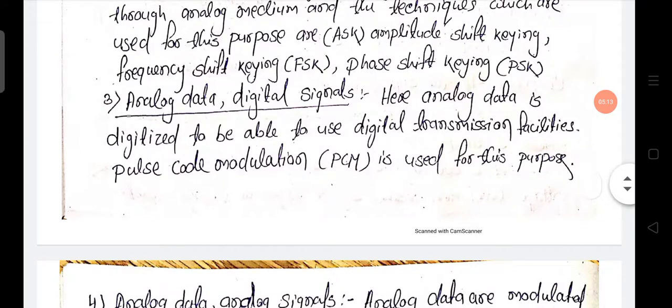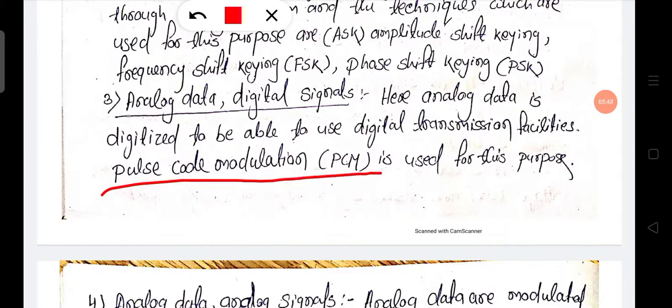Next is analog data to digital signal. Similarly, when we want a digital signal but we have analog data, we convert that analog data to digital signal and use the facility of digital signal transmission. The technique we use for this purpose is pulse code modulation, PCM.